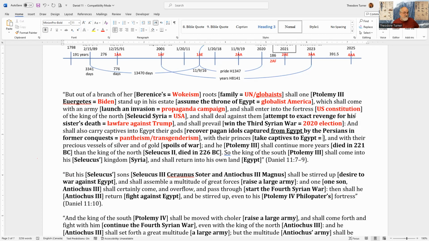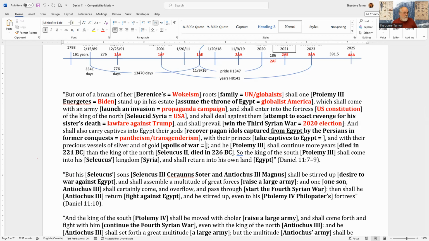Because they're going to have, it says, and with their precious vessels of silver and gold. And we need to figure out what those precious vessels of silver and gold represent. So it's the spoils of war, but here there are some spoils that occur. So, you know, we've got to think about this. Now, he, Ptolemy III, shall continue more years. So he died in 221. Then the king of the north, Seleucus II, died in 226. Now, if we were going to take, okay, go on, Dwight.